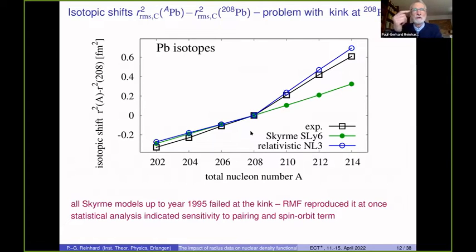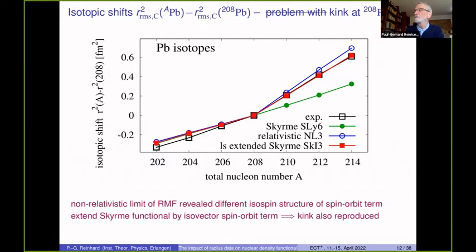We now looked at the theory, and that revealed that the relativistic model has a different spin orbit structure than the non-relativistic Skyrme model. We mapped the spin orbit structure of the relativistic model to a non-relativistic Skyrme model, and so with the spin orbit extended Skyrme model, we get the kink as well. So radius information is crucial for model development. In that case, it has revealed a missing term in the model, a missing feature.